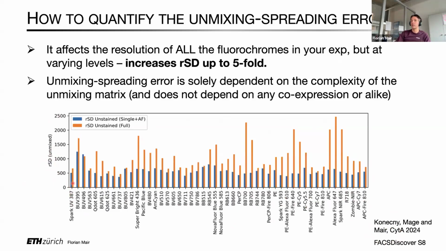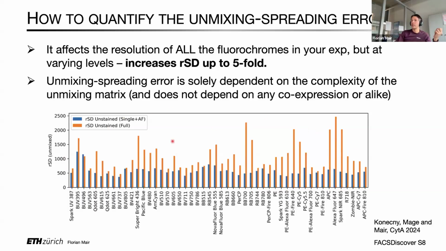And in orange, you can see the RSD of unstained cells when a full 50-color unmixing matrix is applied to them. And as you can see, there are some fluorochromes where not much is happening, and some fluorochrome neighborhoods, for example, here, Brilliant Blue 700, or here, the APC Alexa 647 Spark near infrared 685 neighborhood, where you can have up to a 5-fold increase in the RSD of the negatives.